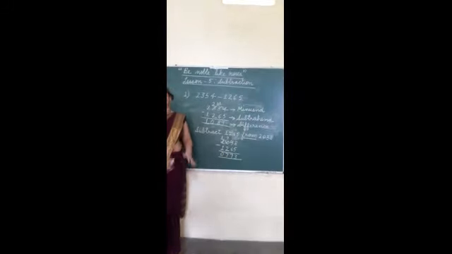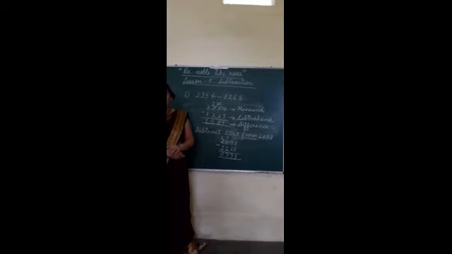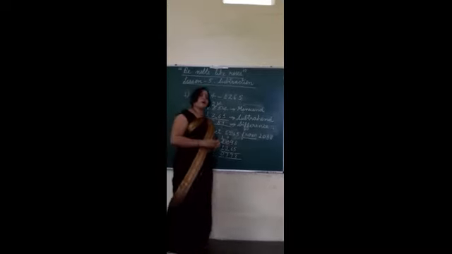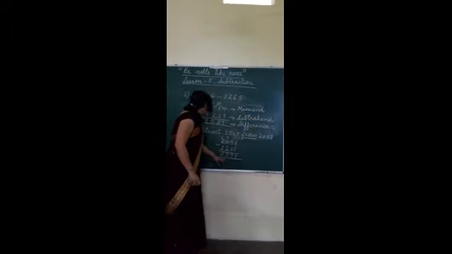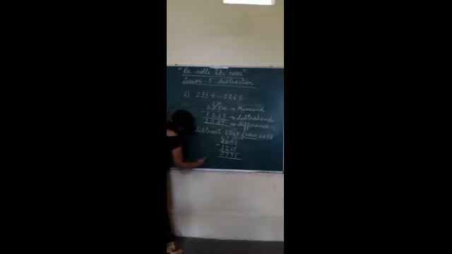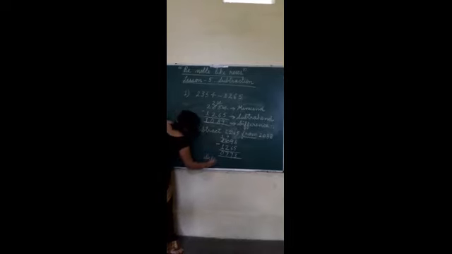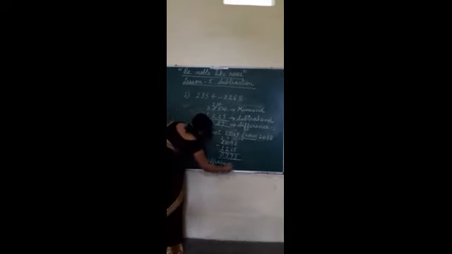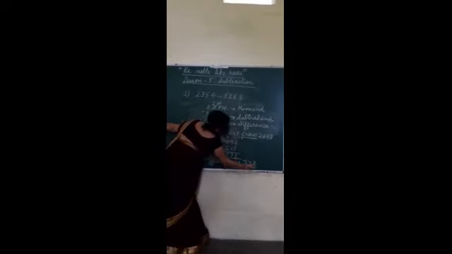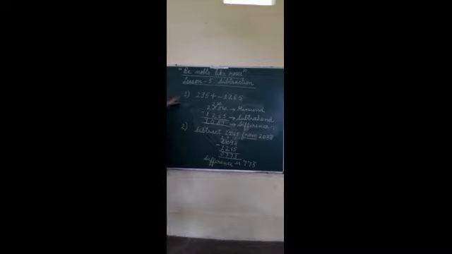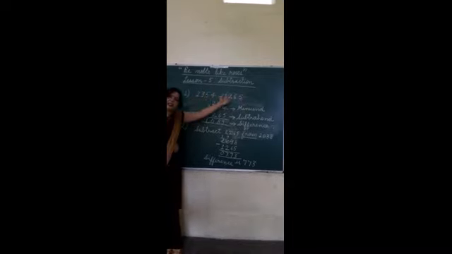So should I say my answer is 773? No. There is a term for answer of subtraction. So answer of subtraction is known as difference. So what we will say? We will say difference is 773. Okay. So first variety of question where symbol is placed between the numbers.